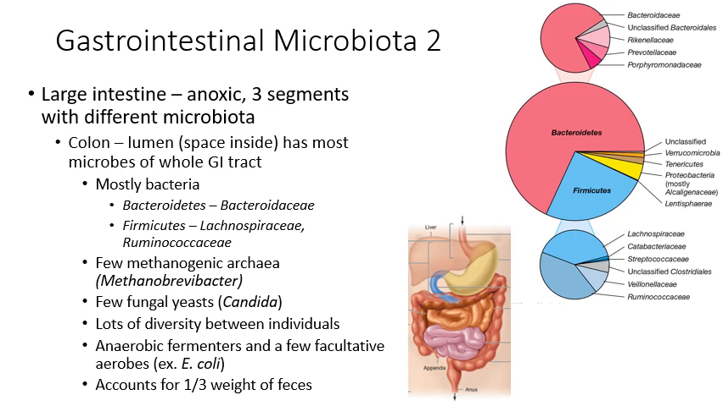After food passes through the small intestine, it moves to the large intestine, which also has 3 different segments, and every segment has its own microbiota. But for the large intestine, we're only going to worry about one of those segments, the colon.